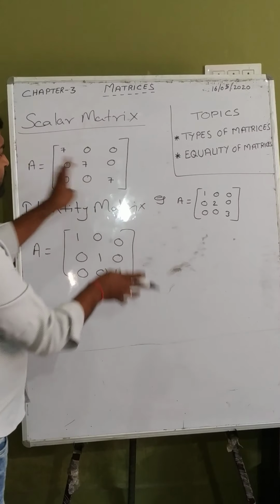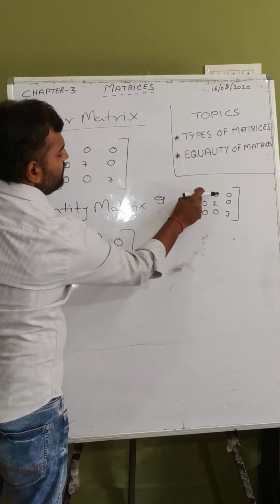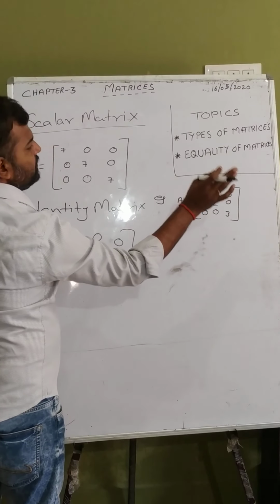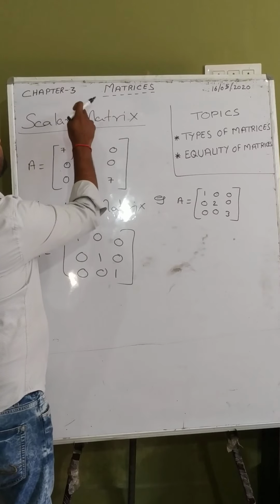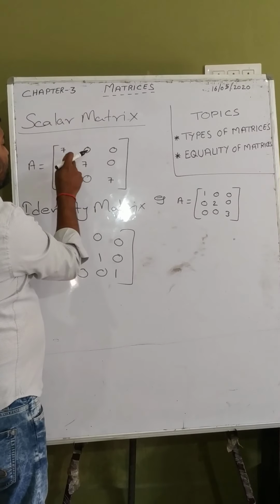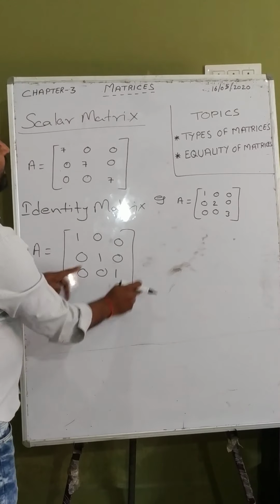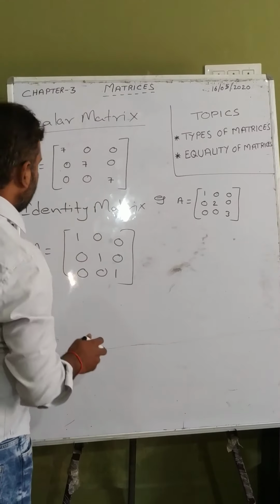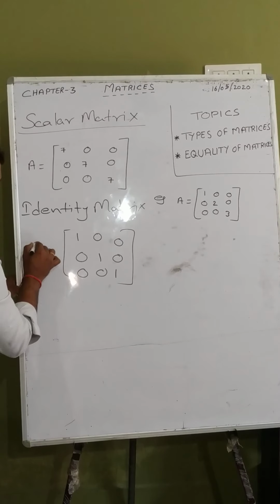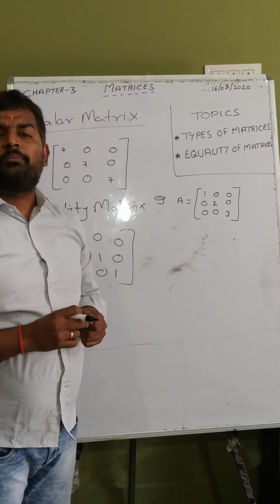Now, see the differences between all these three matrices. In a diagonal matrix, the diagonal elements can be anything. But when all these diagonal elements become the same, it becomes a scalar matrix. And when they are all 1, it becomes an identity matrix. There is a special representation for the identity matrix. It is denoted by I.